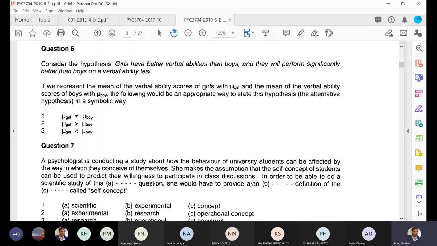Correct. Consider the hypothesis. Girls have better verbal ability than boys, and they will perform significantly better than boys on a verbal ability test. If we represent the mean verbal ability score of girls as mu girls, and the mean verbal ability score of boys as mu boys, the following should be the appropriate statement of the hypothesis with regards to the alternative hypothesis. Better than. Number two. Better than means greater than. So it says girls are more than boys. So that will be number two.